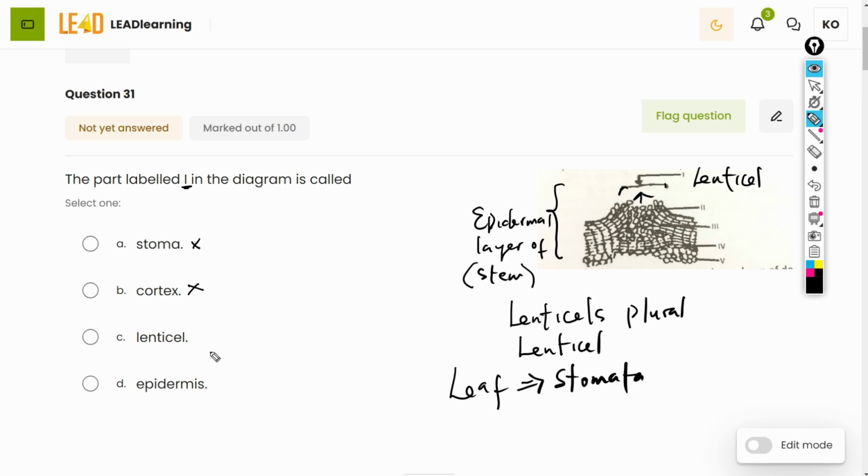Cortex, no. Okay, lenticel, epidermis. Yes, it's an epidermal layer, but the arrow is pointing to the opening, and the opening is a lenticel. So our correct answer is the option C, lenticel.